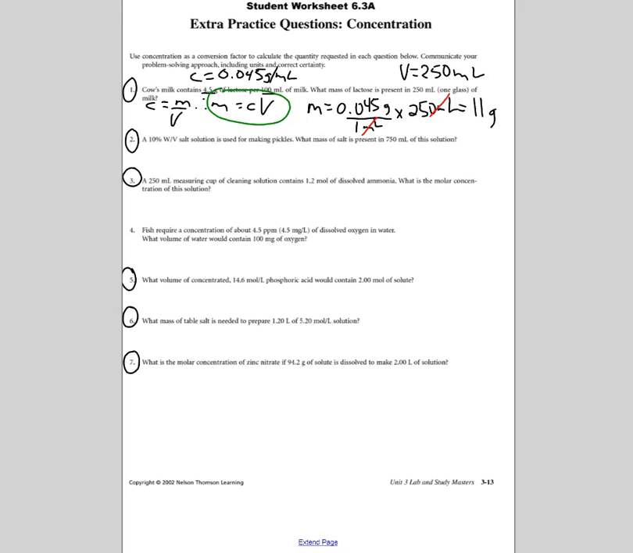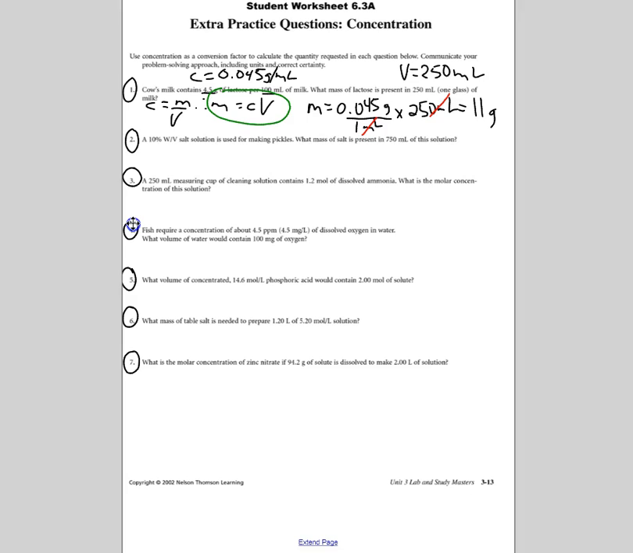In your worksheet here, number 4 is going to involve parts per million as well. So here, we're trying to find a volume. And in this case, our concentration at 4.5 parts per million is elaborated a little bit on. It's 4.5 milligrams for every million milligrams, which is a liter. Okay, so remember, a liter is 1,000 grams, which would be a million milligrams. So here we have 4.5 as our concentration, and we're trying to determine what volume of water would contain 100 milligrams of oxygen. So our solute is oxygen.